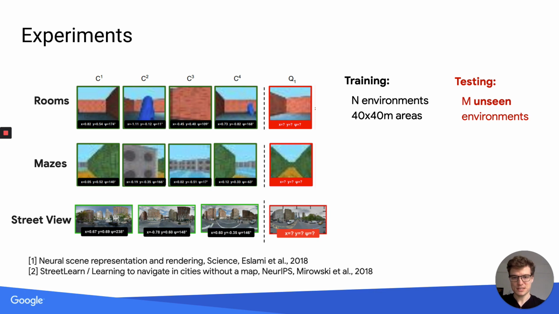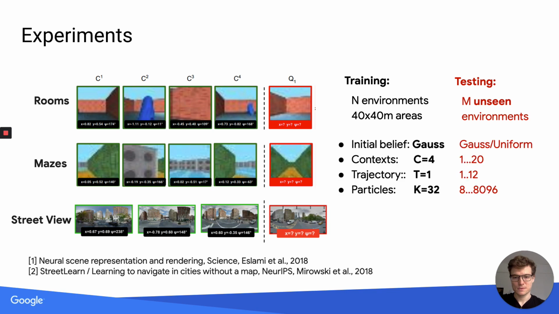We train with a set of such areas and use the ground truth location as training label. We then test in previously unseen environments. So, for Street View, the test images came from previously unseen parts of Manhattan. Without retraining, we evaluated the models in a number of settings, changing the initial uncertainty, the number of context images, trajectory lengths, and the number of particles.